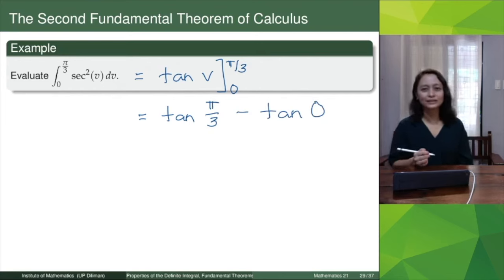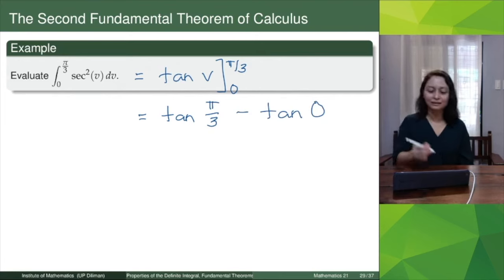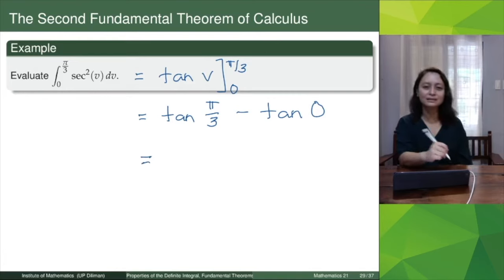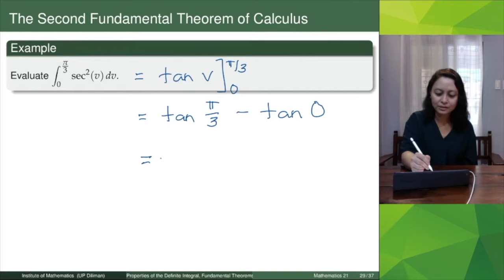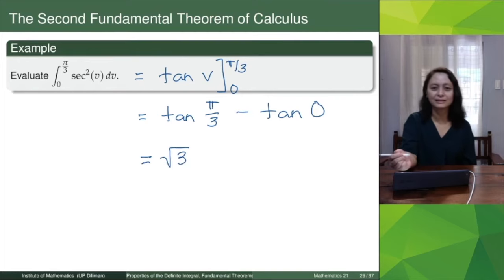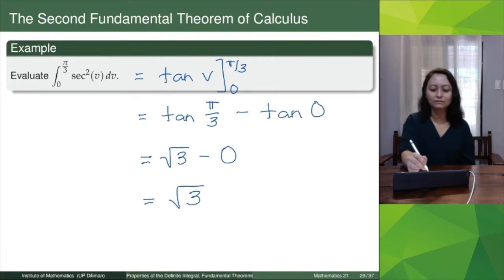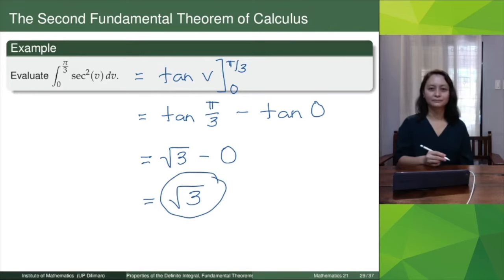Ano yung tangent ng pi over 3? Kailangan alam nyo pa rin yan. The tangent of pi over 3 is square root of 3. Minus tangent 0, which is 0. So this is equal to square root of 3.